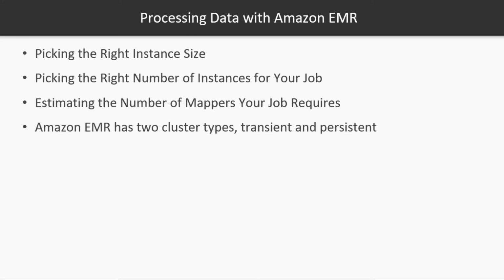Amazon EMR has two cluster types, transient and persistent. Each can be useful depending on your task and system configuration. Transient clusters are the clusters that shut down when the job or the steps, that is, a series of jobs, are complete. Persistent clusters, as the name implies, continue to run after the data processing job is complete.